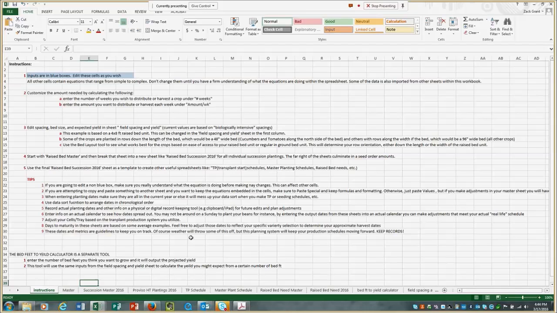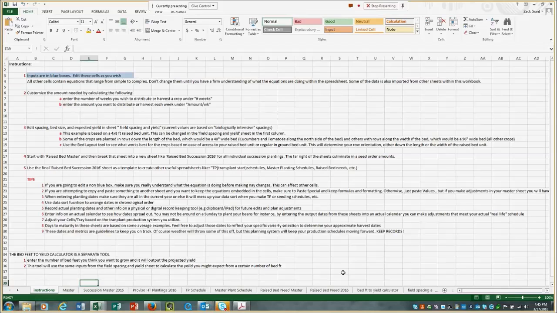So again, the last tip is that these dates and metrics are guidelines to keep you on track. So weather and other unforeseen things are definitely going to throw you off, but at least having an action plan or a planning system in place will keep your production schedules moving forward and keep records. So make sure that you're also keeping records. And I'll give you some templates that you can modify and change according to suit your needs. So you can keep actual physical records. So, writing this stuff on a calendar and still keeping records with a clipboard is still super important. But this is just a plan that you can use to start with.